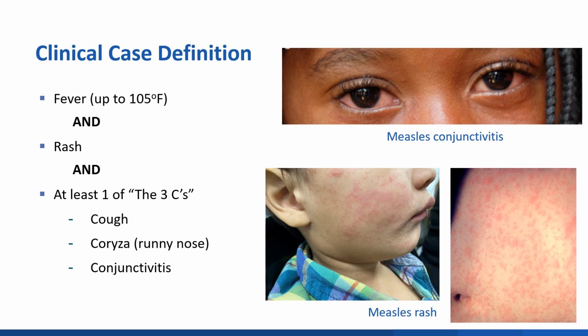So measles presents with a high fever, up to 105 degrees Fahrenheit or 40.5 degrees Celsius, and a rash, which we'll talk about shortly, and one of the 3 C's, which includes cough, coryza, or runny nose, or conjunctivitis, or some combination of the 3. The fever is present when the rash starts, and the fever often peaks around the time the rash starts or after rash onset. And according to the Council of State and Territorial Epidemiologists, or CSTE case definition, fever, rash, and one of the 3 C's must be present to be considered a clinical measles case.